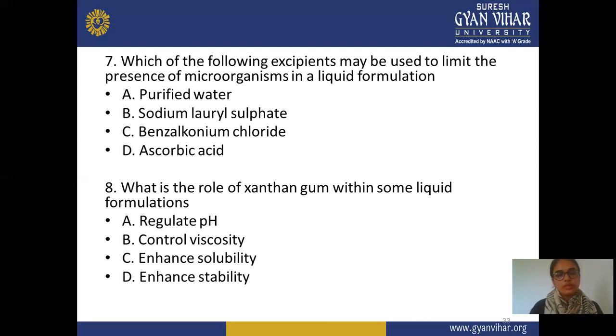Next is the eighth question. What is the role of xanthan gum within a liquid formulation? So you know what xanthan gum is, an excipient that is used in formulations. After knowing this, you can also know the property or role of xanthan gum. In this, A is to regulate pH, B is to control viscosity, C is to enhance solubility, D is to enhance stability. These are the four options. According to this, you can select the one correct option appropriate for xanthan gum.